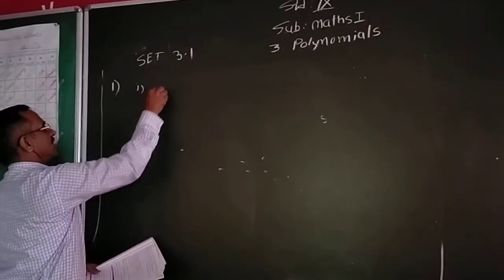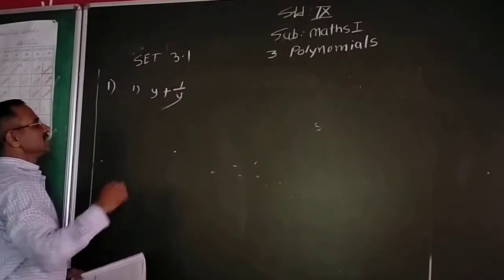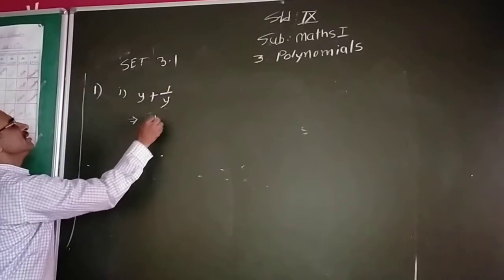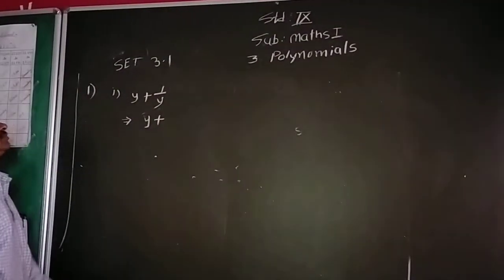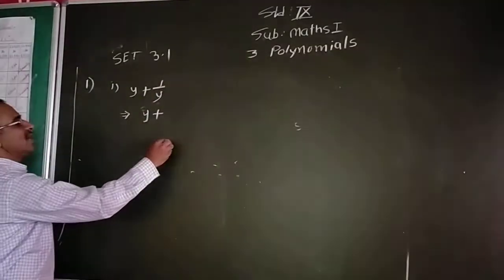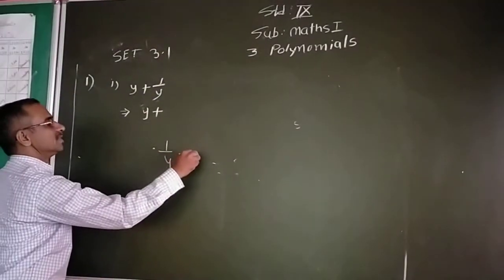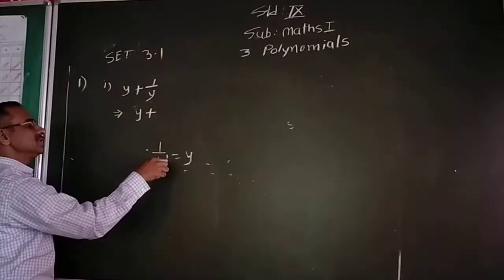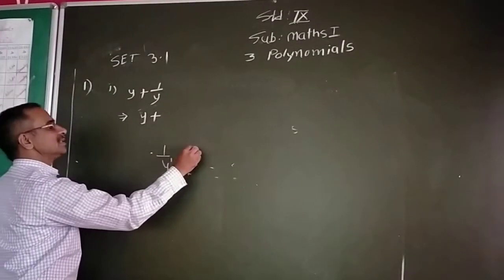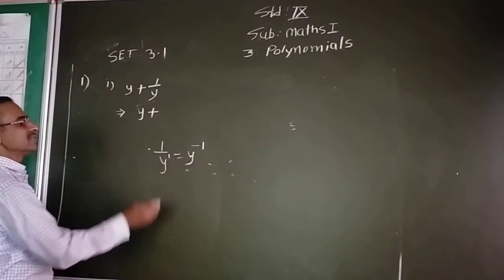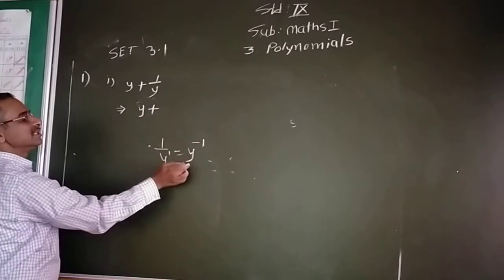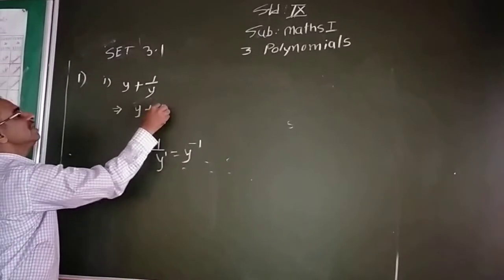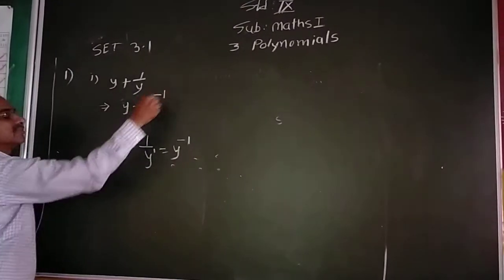First sub-question: y plus 1 upon y. Using the index formula, 1 upon y is also written like this. Here there is no index or power, it is 1. The reciprocal of y is written as y raised to minus 1, so both are the same. Instead of 1 upon y, we write y raised to minus 1.